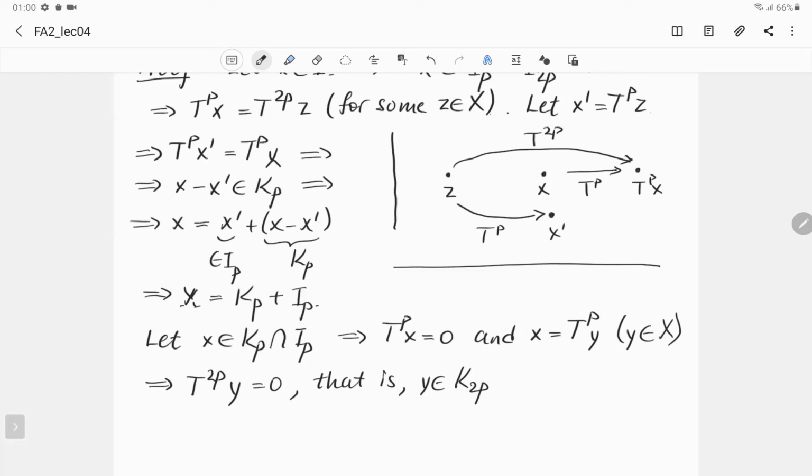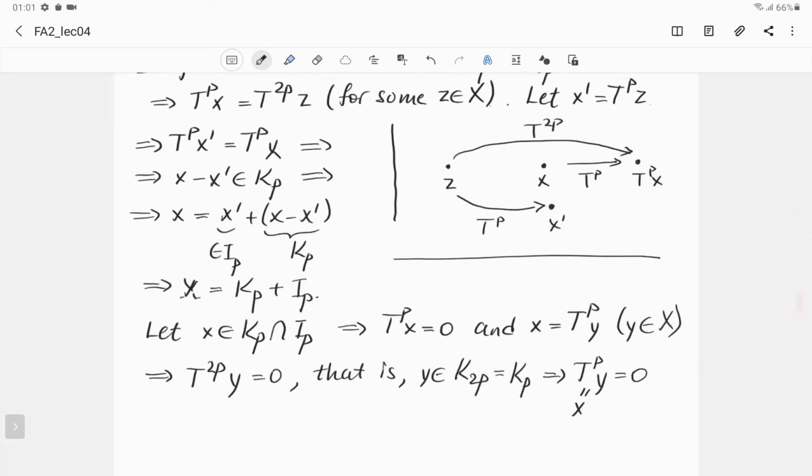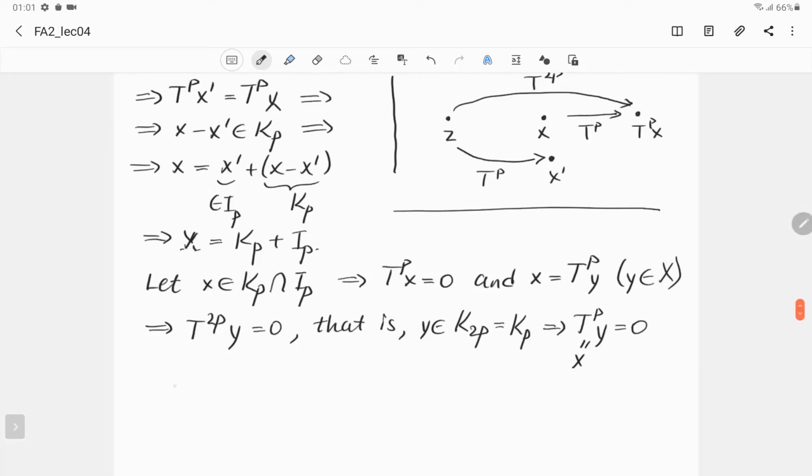But P equals the ascent of T, so K2p equals Kp. And this means that T to the power P of Y is 0. But T to the power P of Y is nothing but our initial element X, which was in the intersection of Kp and Ip. And so this argument shows that the intersection is 0. And so X is indeed the direct sum of Kp and Ip.